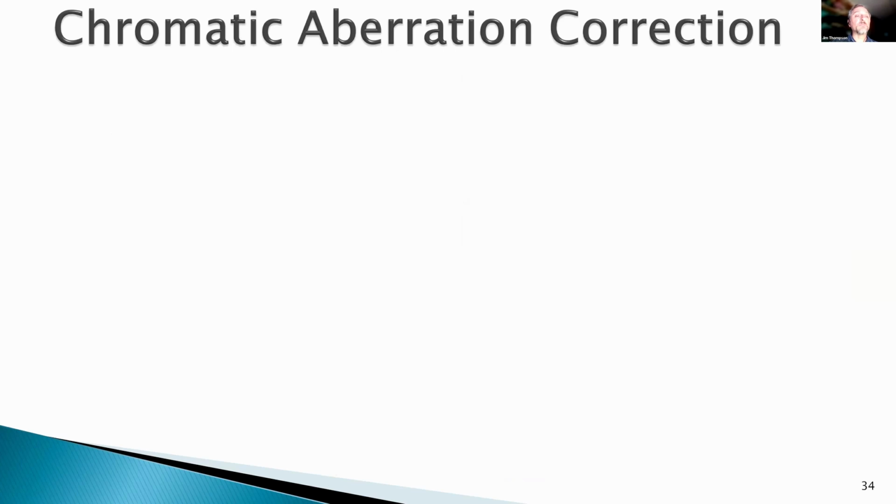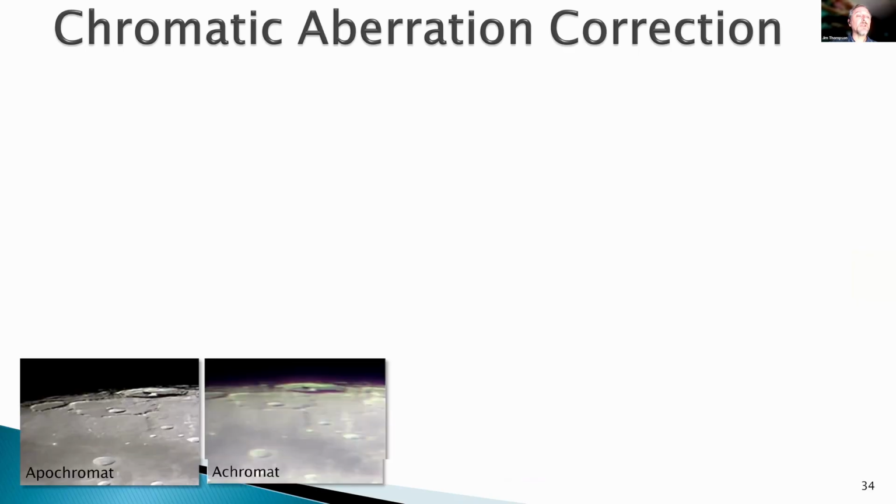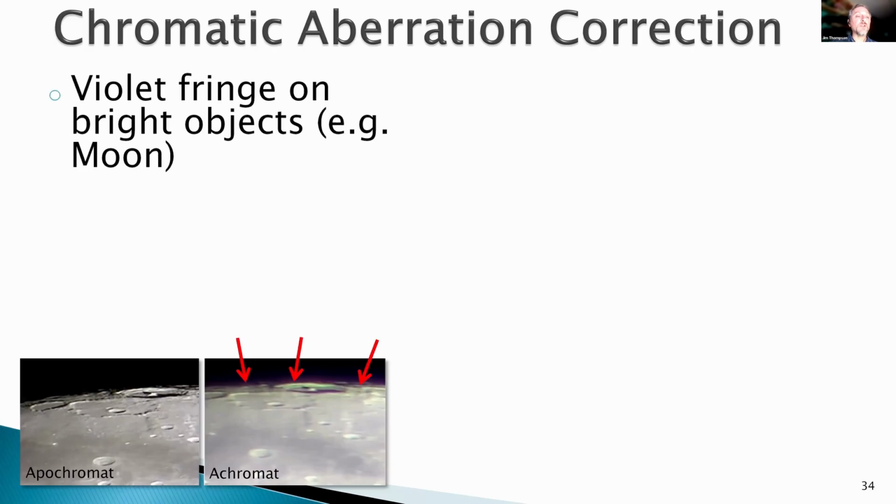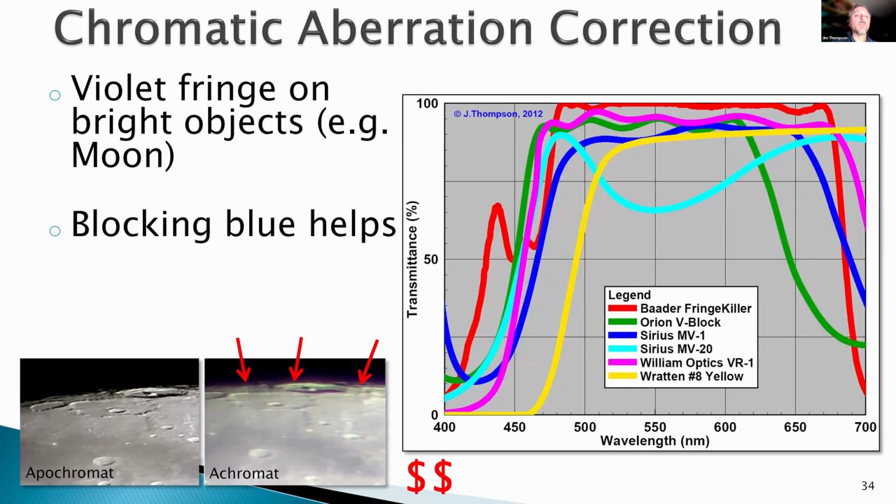The next category of special filters is that meant for the correction of chromatic aberration in achromatic refractors. This aberration is observed in the form of a violet fringe around the edge of bright objects. The solution most commonly used is to add a filter that removes the unfocused violet-blue end of the spectrum. These filters commonly go by the name of fringe killer or minus violet.